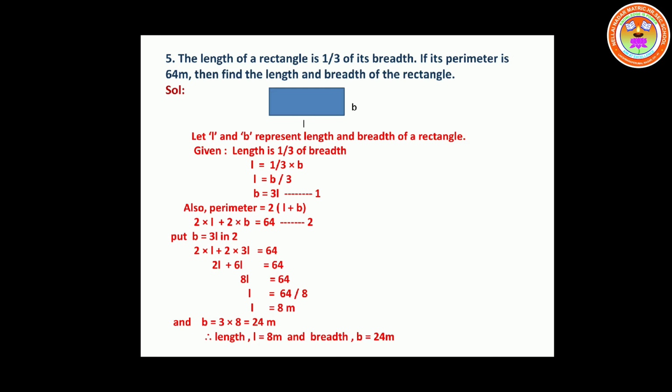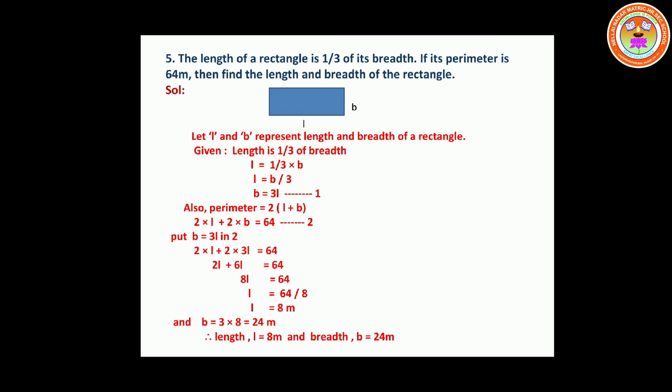So I have found my length. To find the breadth, I am going to use the first equation. So the first equation is what? B is equal to 3L. So in the place of L, what should I substitute? 8. So B is equal to 3 into 8, that is equal to 24 meters. So now I have found the length and breadth. Length is equal to 8 meters and breadth is equal to 24 meters.